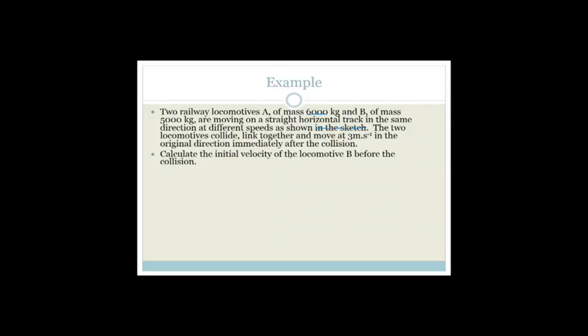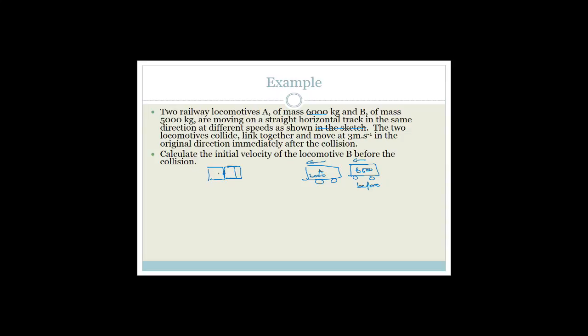Okay, so what do we have? We've got two railway locomotives, A and B. We'll call this A and this B. This is a mass of 6,000 kgs and this is a mass of 5,000 kgs. And they're moving in the same direction, so they're both going in this direction, let's say. The two of them collide. So this was before the collision. Now they stick together.